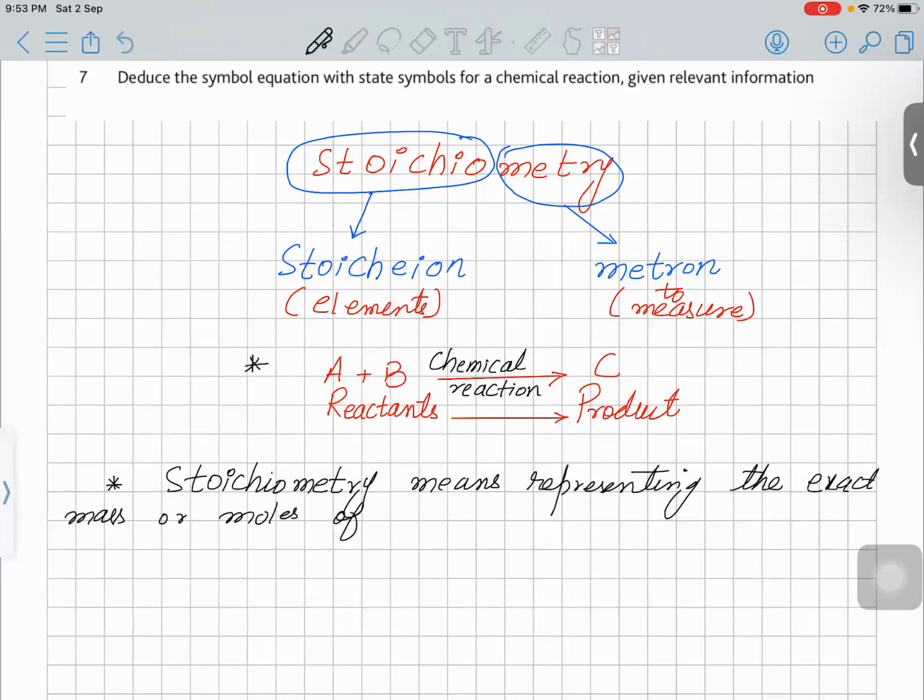Sir, could you please say it again? Now listen. Mass means gram, right? If you have 5 gram of NaCl, it means you have mass. But chemists use the word mole, M-O-L-E. Mole is the unit of amount of substance used by chemists. Are you getting my point or not? Okay, sir.